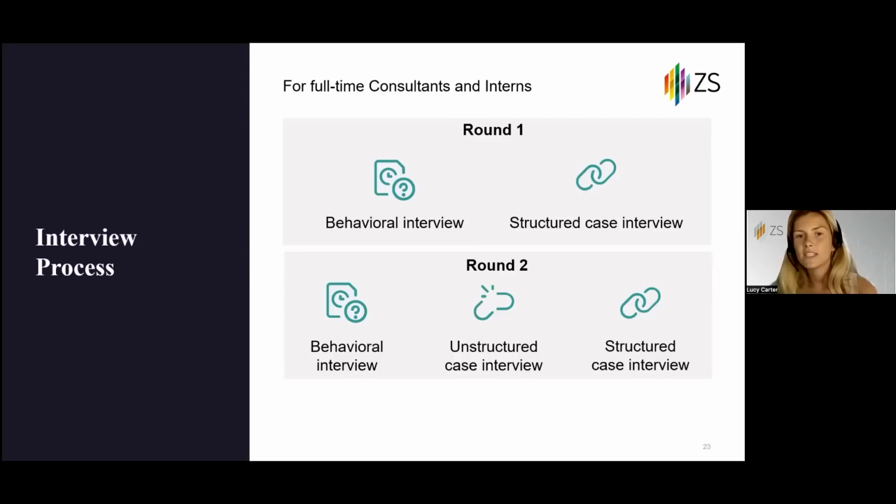The structure of the interviews is slightly longer, so you will have a 2-round process. The first round will be a behavioural interview and a structured case, and then if successful you will have a round 2. Round 2 is slightly longer, it's 2 hours, and again we try and run this as an assessment centre format. And then if you are offered a job, hopefully we run an info day, and that info day is just to really give you an insight into who we are, our culture, and if we're a place that you would like to join.